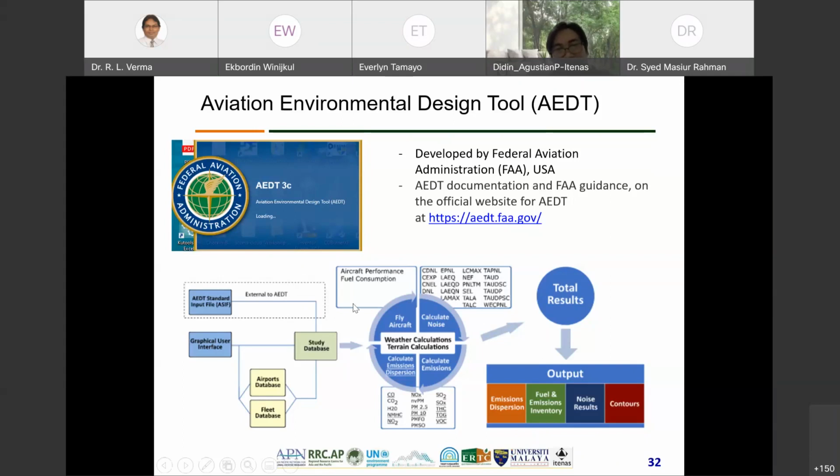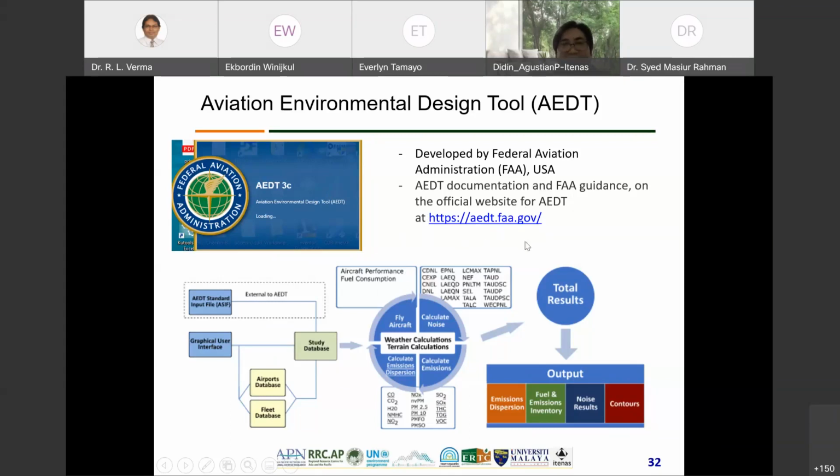So we need to have the airport database related to the aircraft engine, and then the facilities for ground handling, and then also the infrastructure in the airport, as well as the land side transport in the airport. So this AEDT will calculate the emissions, and at the same time, the model also has an option to conduct some dispersion modeling.